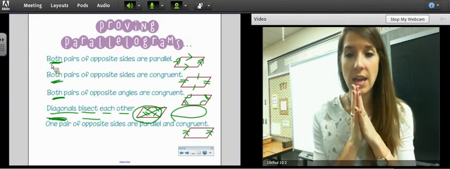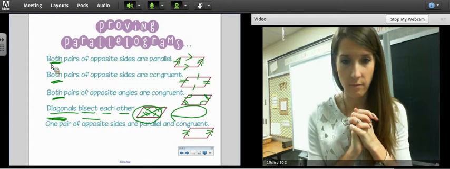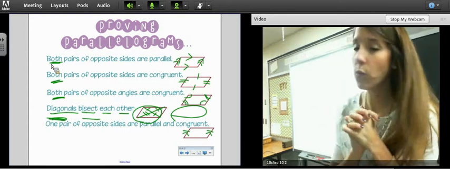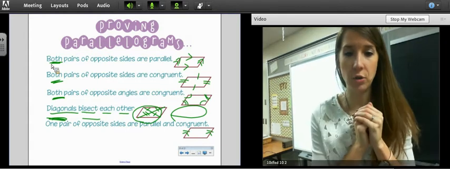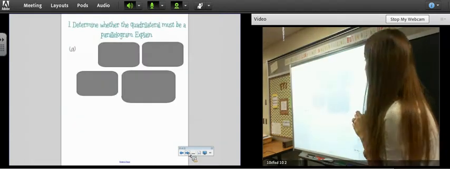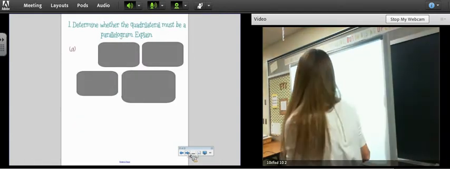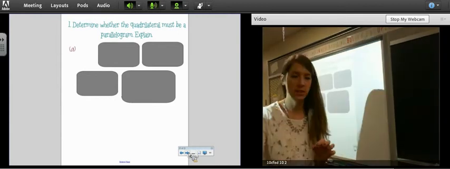So, Yeji, any of these, if any of these are true, then it's a parallelogram. So you only need one of these 5 things to be true. One. Let's see if we can try it. For some reason, oh, my shapes are not showing up. Okay, just give me a second.